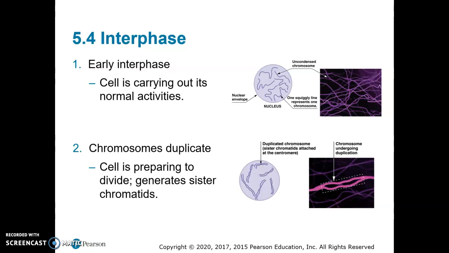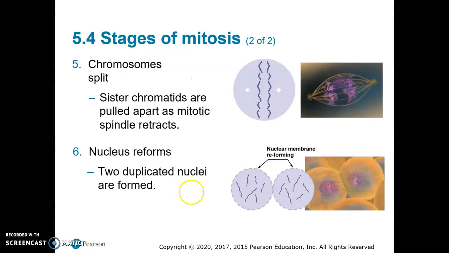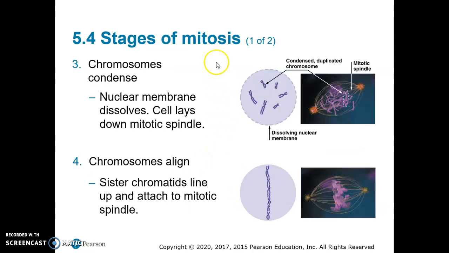So we're in interphase. Again, interphase, the cell is carrying out its normal cellular activity. It receives a signal. When it receives the signal, the chromosomes duplicate. This is still all in interphase. So now what we see is our chromosomes are in the form of sister chromatids. So DNA replication takes place. Then we move into mitosis.